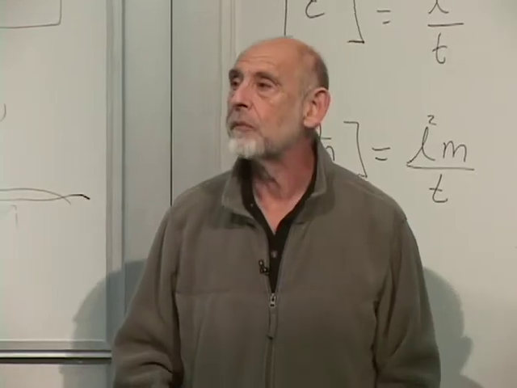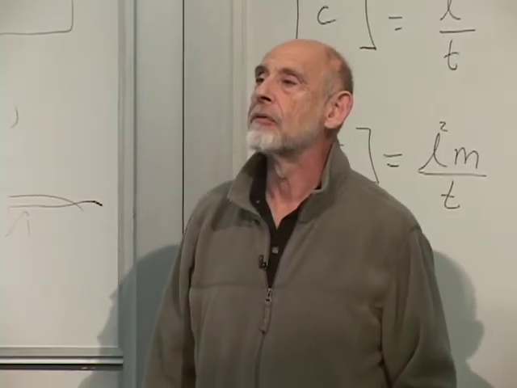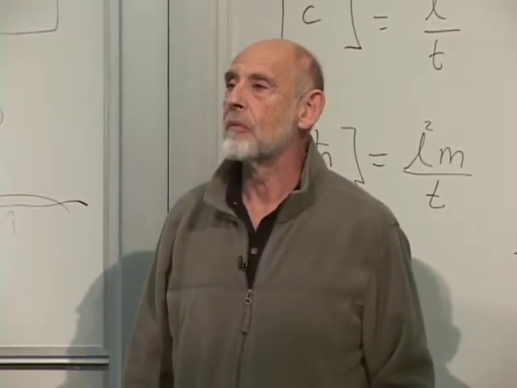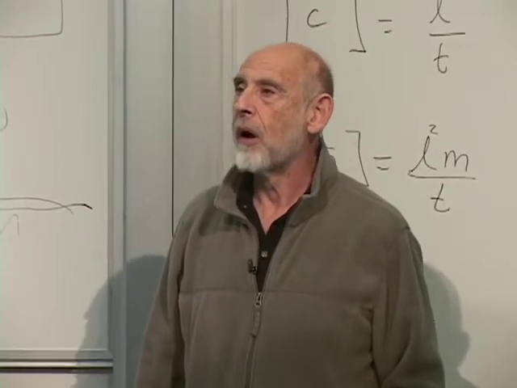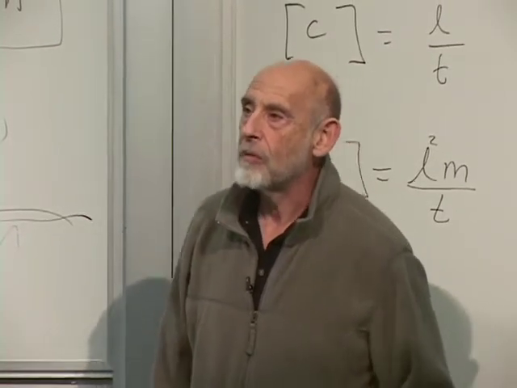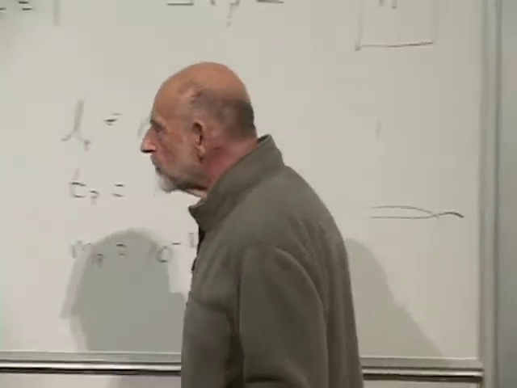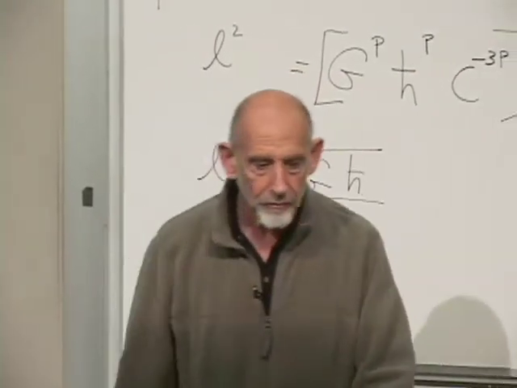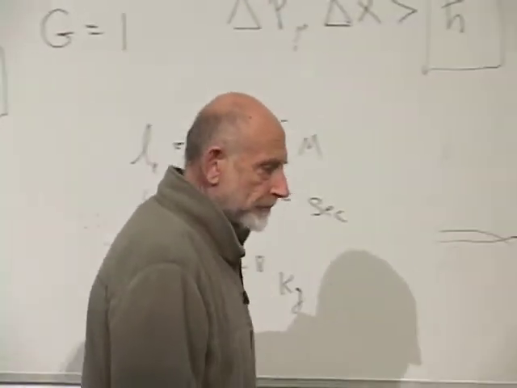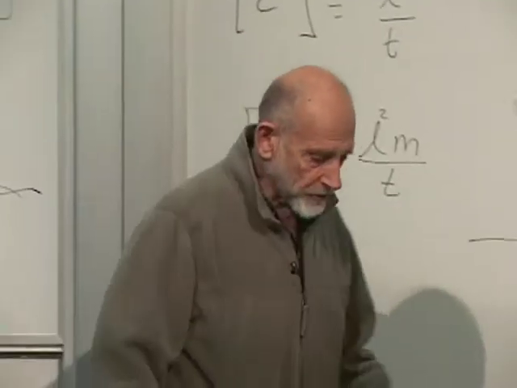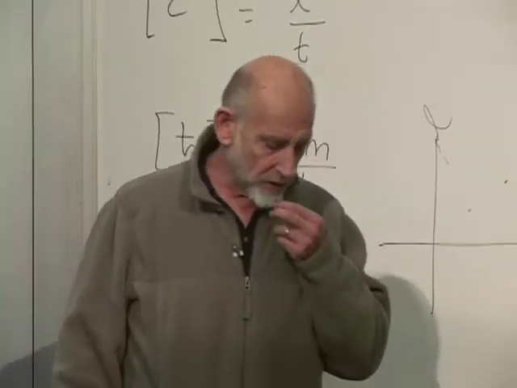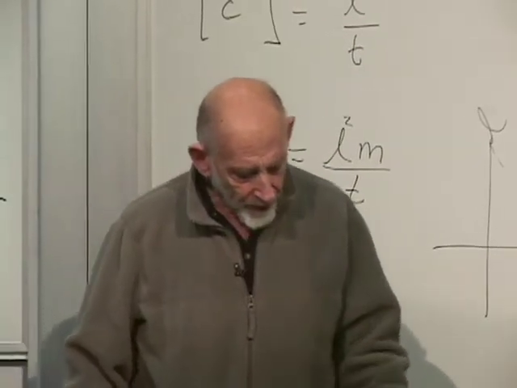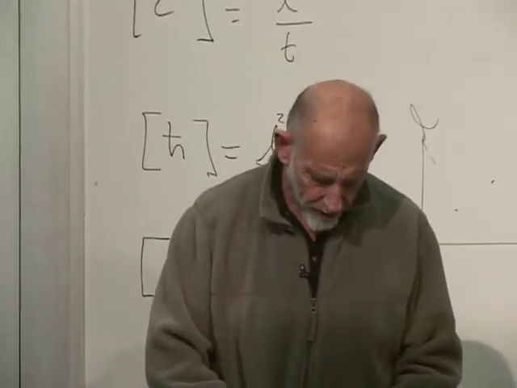Question? This is just a bunch of arithmetic over here. What makes us think that when we get a number out, 10 to the minus 35th, that it has anything to do with the length of a string? It's a guess. It's a guess based on a number of things. It's not just numerology.